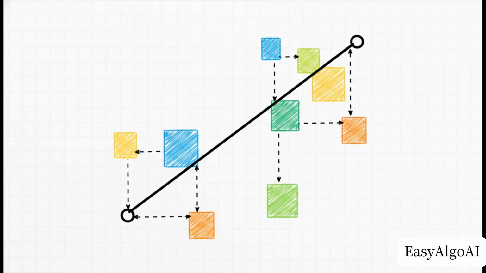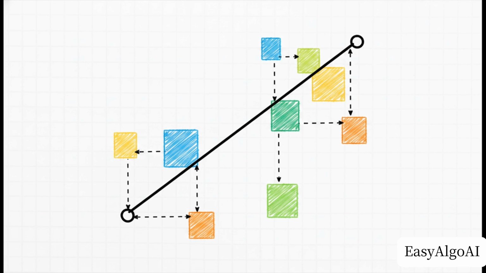Well, it does this by calculating the cost of its own mistakes. When the machine draws a line, it measures exactly how far off that line is from the actual known training dots. We use something called a loss function to measure the penalty for these mistakes.